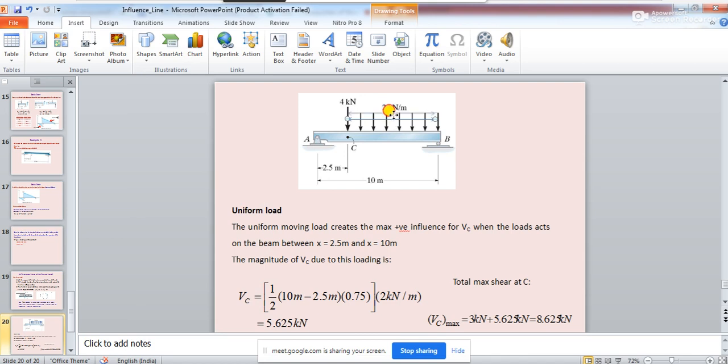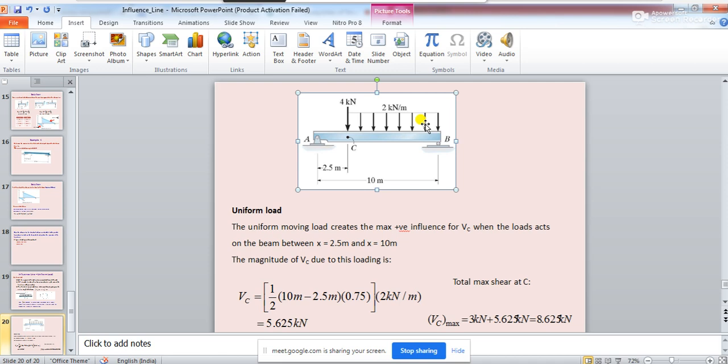So you see, this load is moving. Along with that, at the end, a 4 kilonewton load is also moving on the beam like this. So along with this uniformly distributed load, a 4 kilonewton load is moving on the beam. Now because of this movement of the load, what will be the maximum positive shear in the beam?